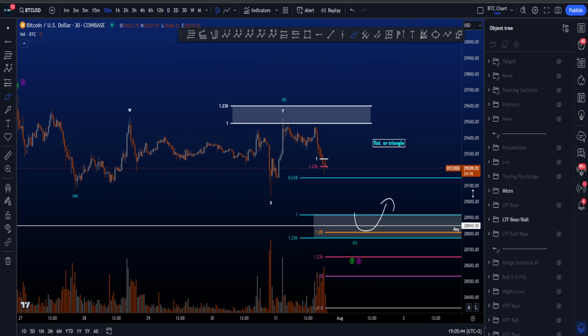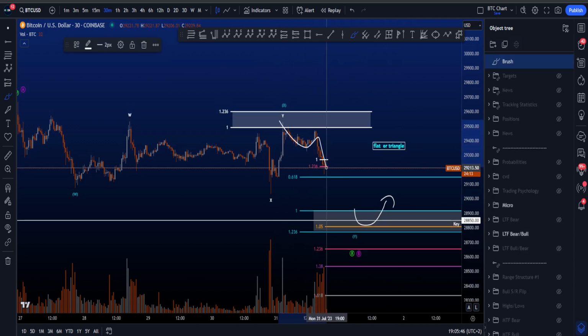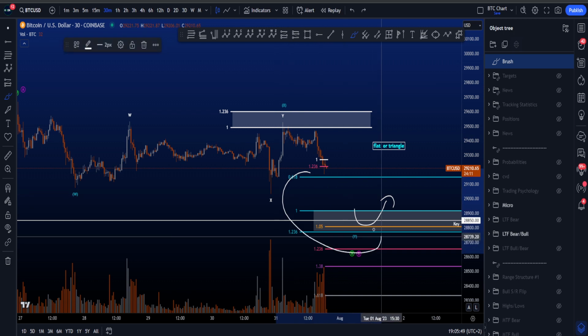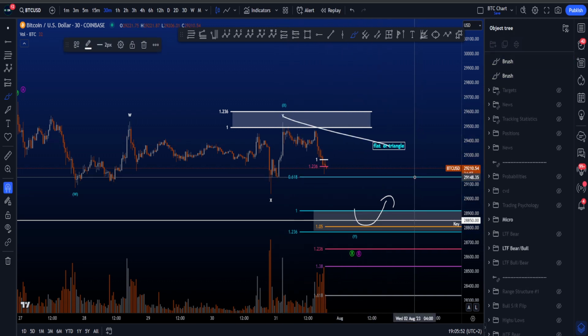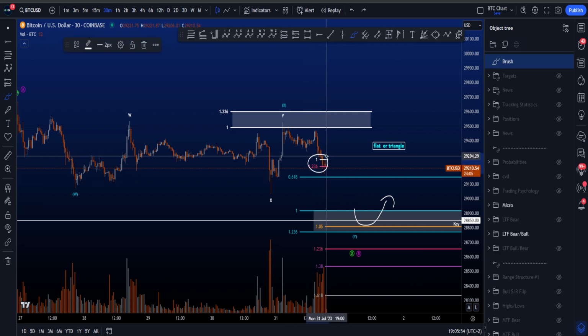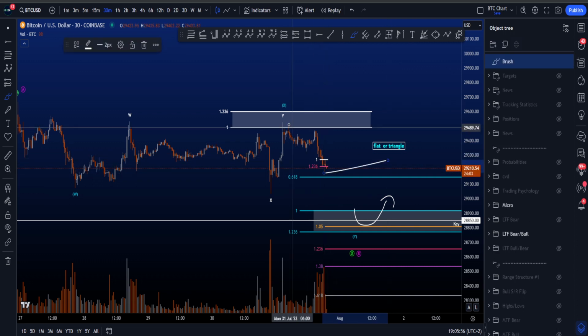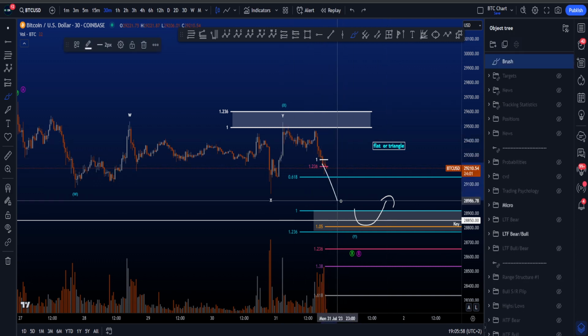Now in the other scenario, if this again is a three-wave structure, then it's not deep enough to finish the blue Y. So that we then are looking for either a flat or again a triangle, where for a triangle you want to see price moving sideways from here and not go much deeper.